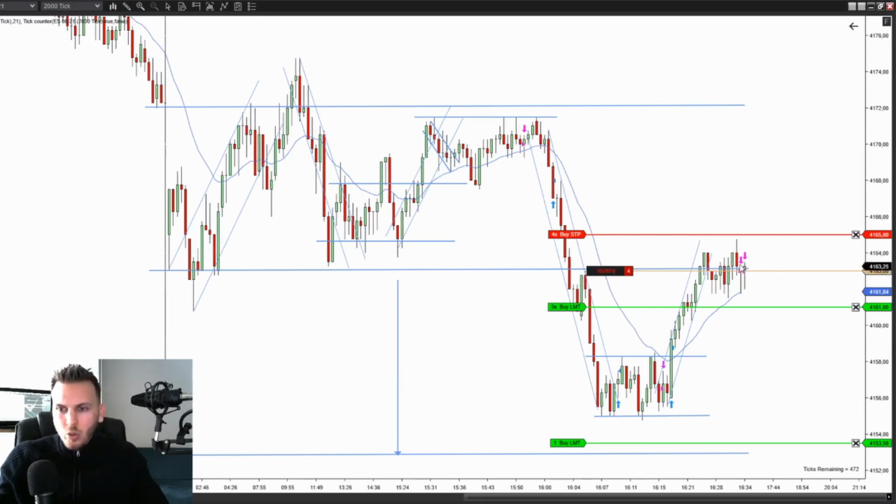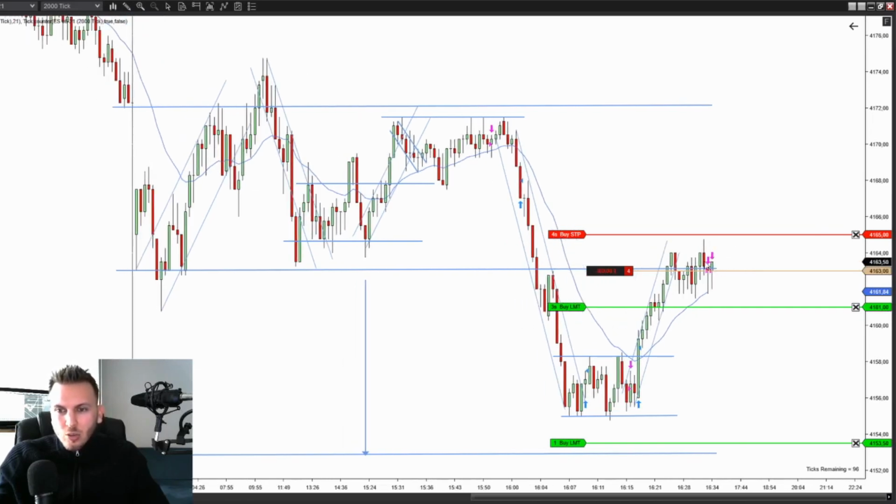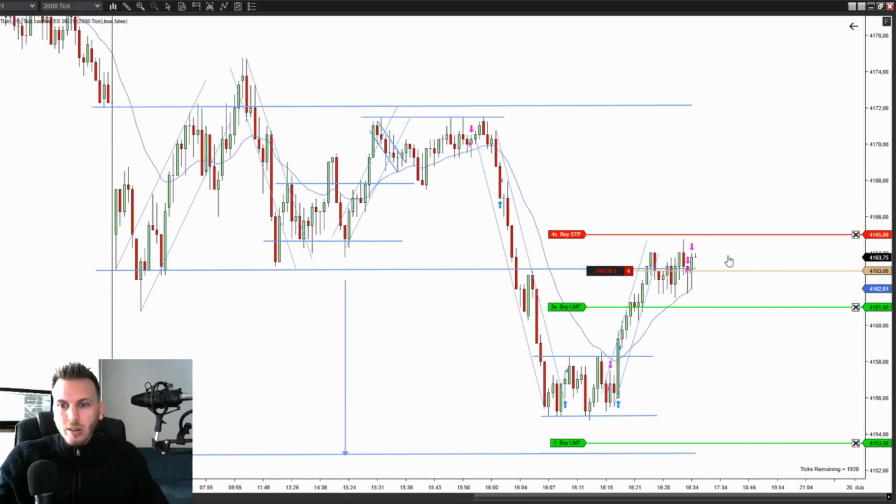Why is it showing me the 2? Do you guys see these 2 arrows here? It's a little bit weird.